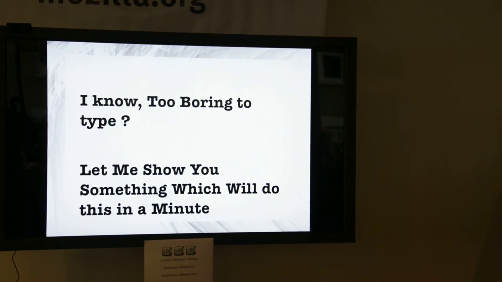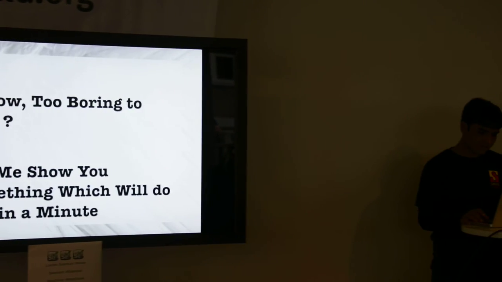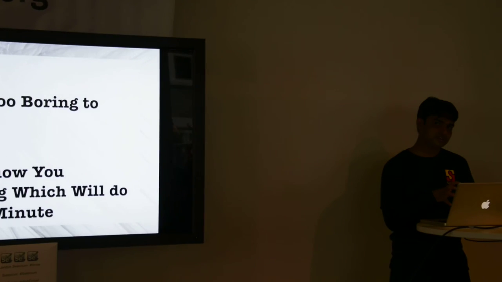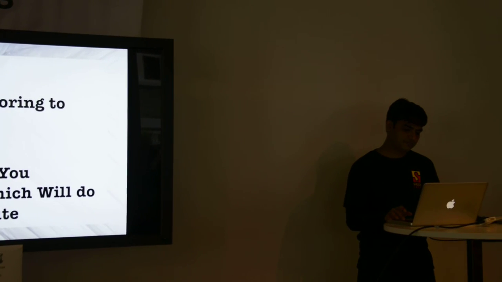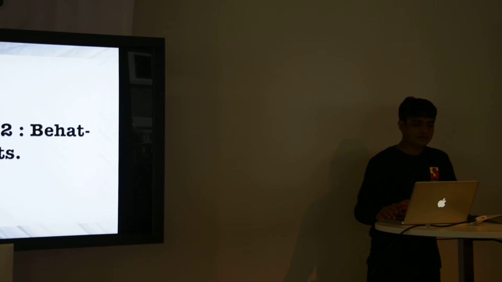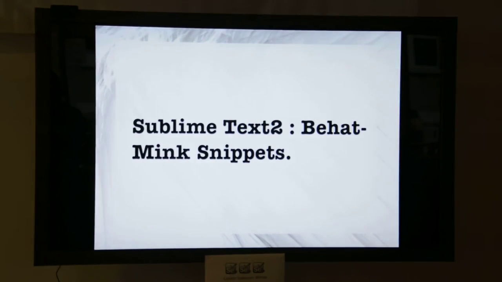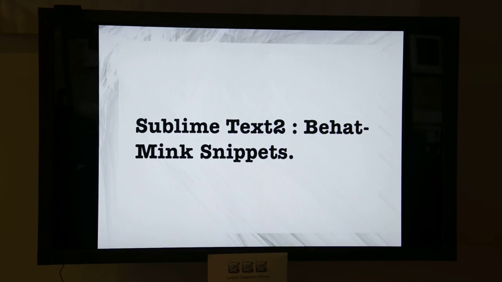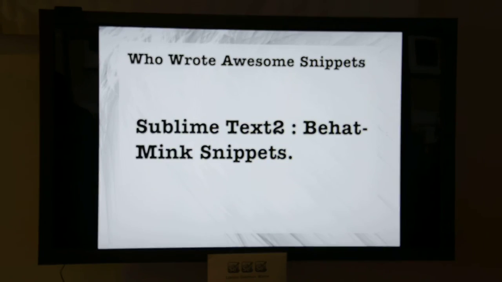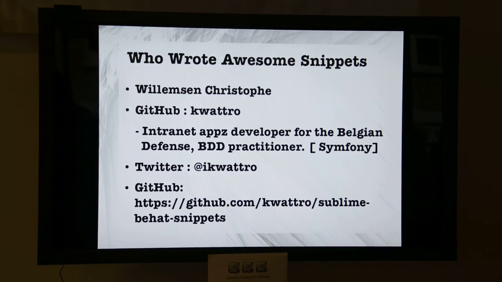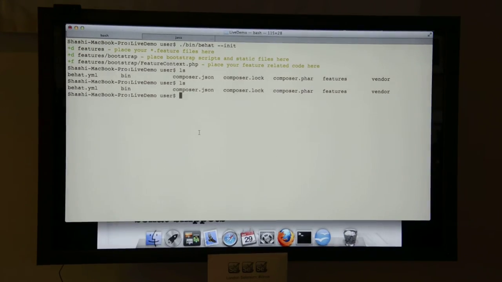In the last meetup we came across a very nice way of writing Gherkin feature files with a text editor called Sublime Text, which has the Behat and Mink snippets installed in it, and you can write your feature file so quickly in that. Before that, I will show you. I will take this project to Sublime Text.